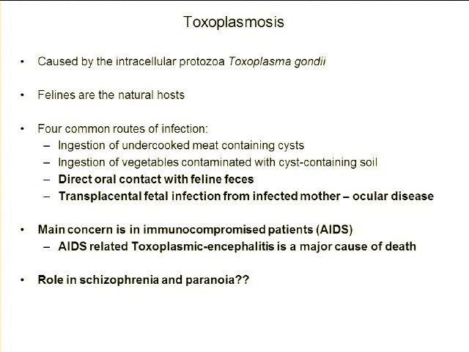The main concern in the U.S. is in AIDS patients. AIDS-related toxoplasmic encephalitis is a major cause of death. Okay, so this is going to be a main opportunistic infection in AIDS. So, in the immunocompetent, it causes symptoms in about 10 to 20% of patients.